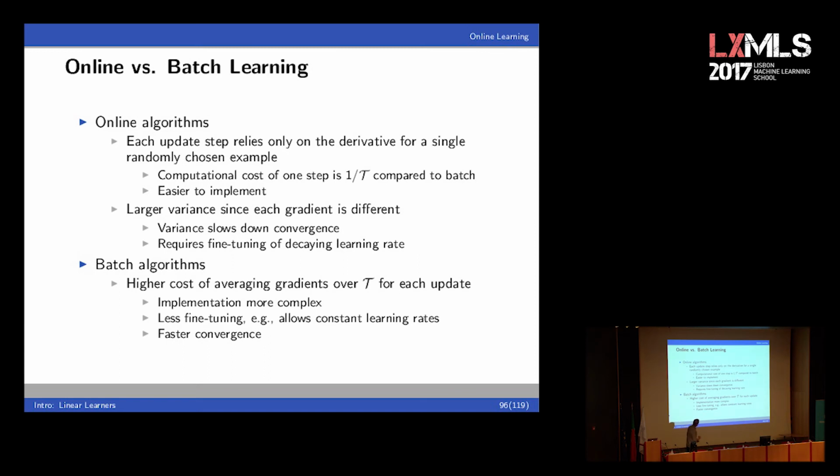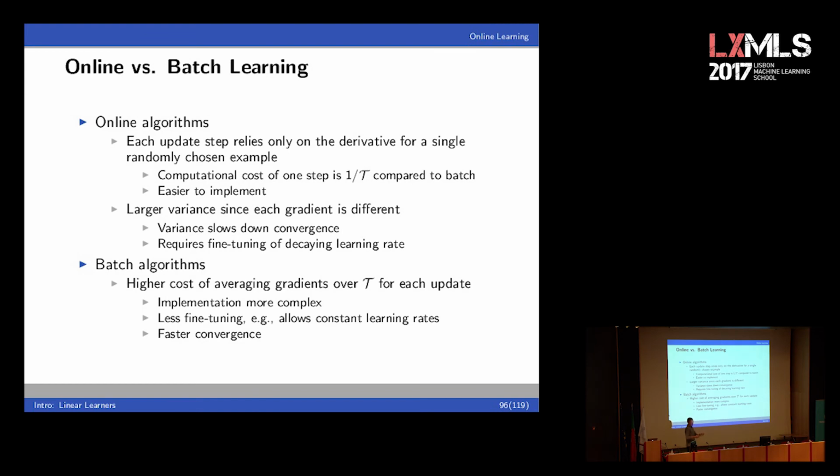But the downside of online learning is this stochasticity: every update is really different from the update before, because you are doing an update on one example only. And the gradient from one example can vary radically from the gradient from another example.